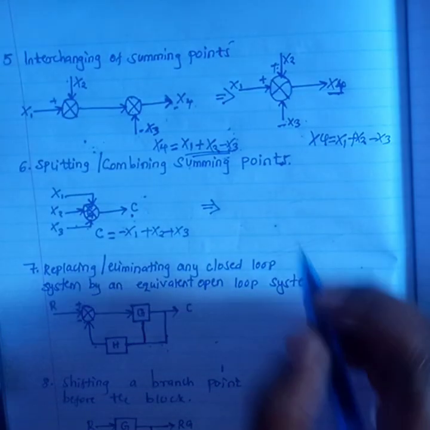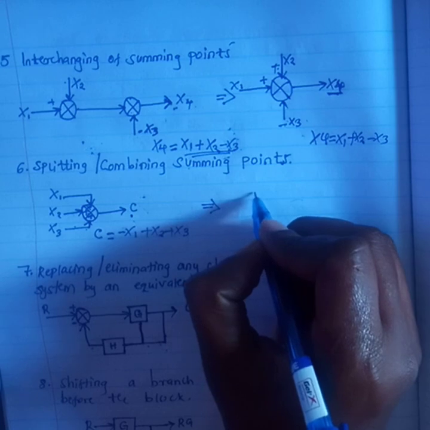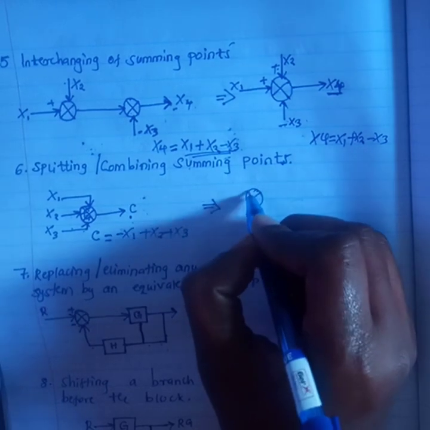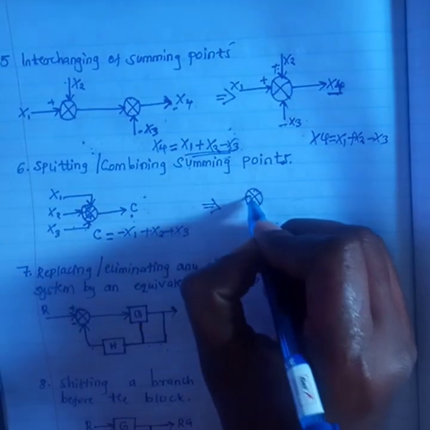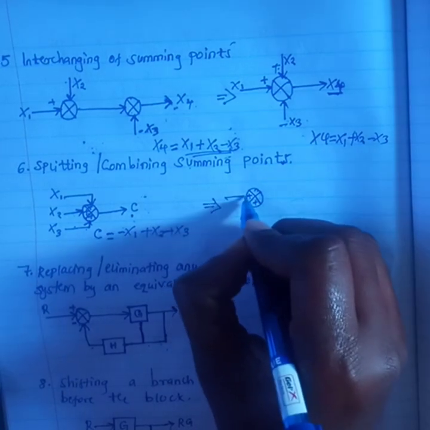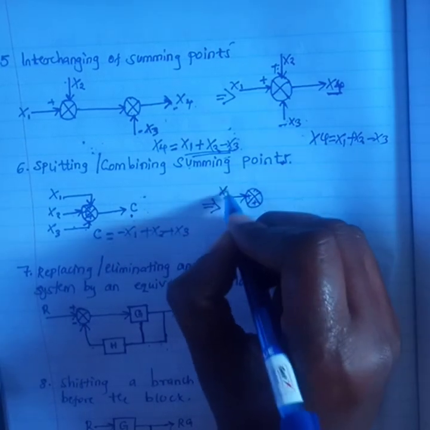So we can represent this one like this, so that here I can draw a summing point here like this. This was plus, this was plus. I can just put my x2 here.